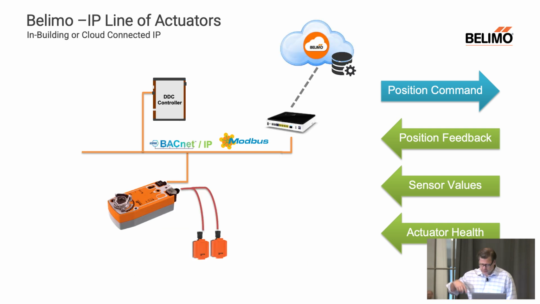So this is the IP series. So this is BACnet IP, Modbus TCP. Same kind of setup, except that you can actually hook up two sensors to this particular device, as well as it has the ability to connect to our cloud. That's Belimo's own hosted cloud infrastructure.